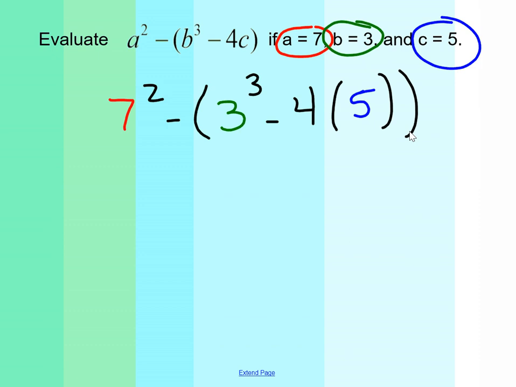So according to order of operations, the very first thing I should be doing is inside my parentheses, where I have exponents. So I'm going to say 3 cubed. So I have 7 squared minus 3 cubed is going to be 27, minus 4 times 5.